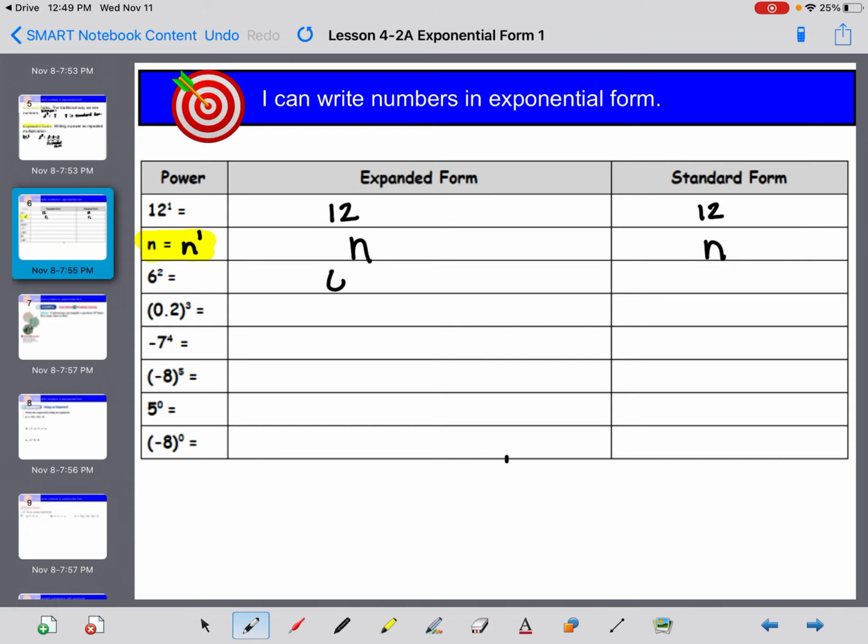Now, the next one is read or said 6 to the second power. In expanded form, I multiply 6 by itself 2 times. This does not mean 6 times 2. That's a common mistake. So 6 times 6 is 36.